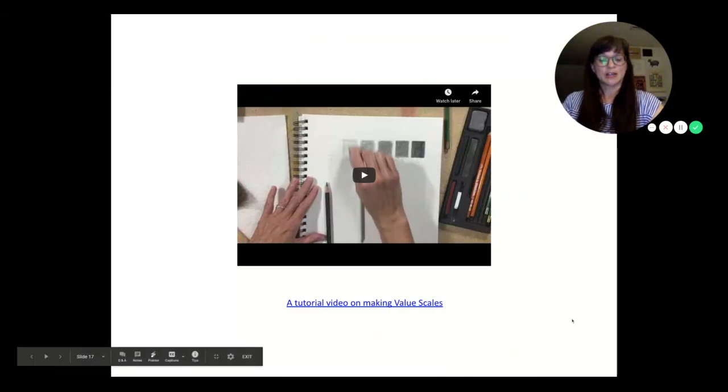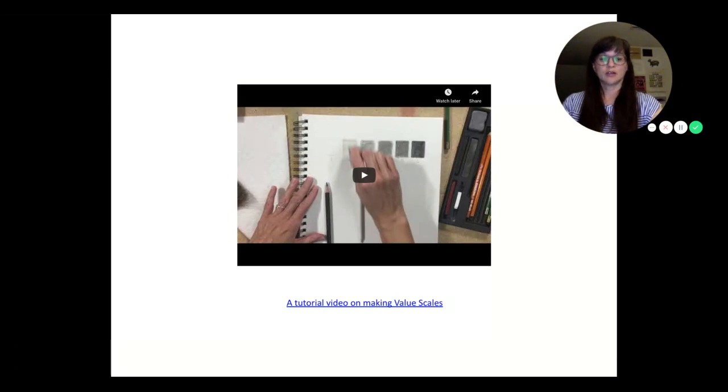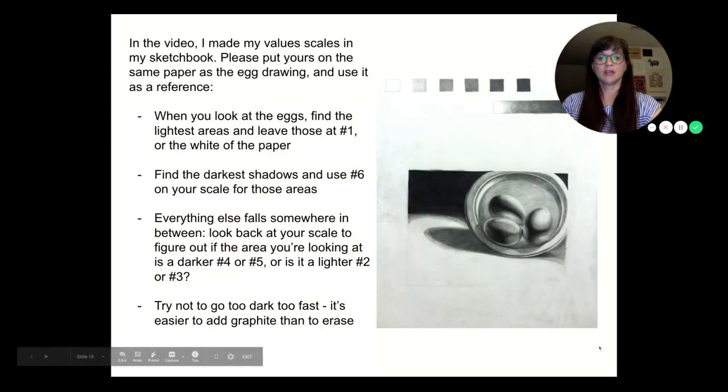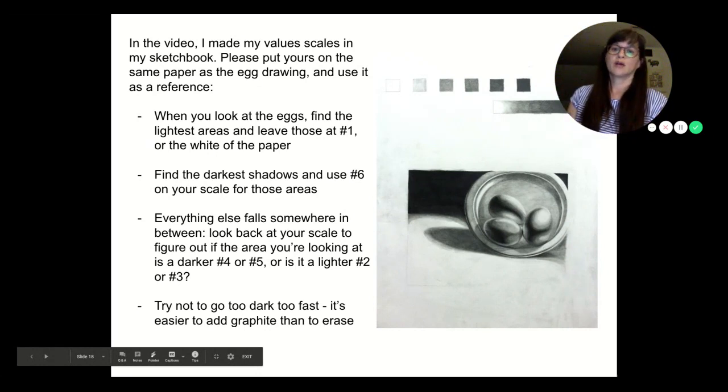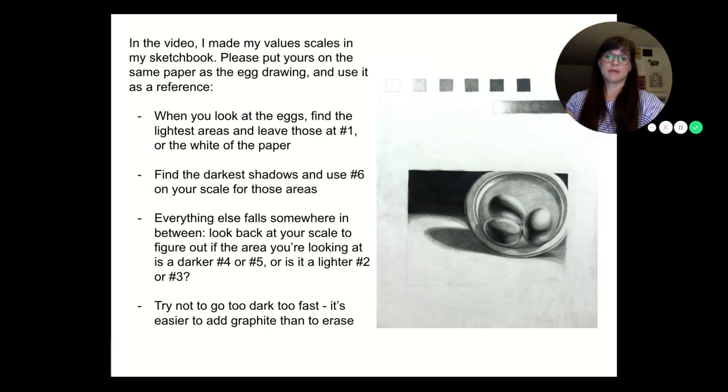All right, so this is how you're going to make your value scales on your drawing. I want to remind you that in the video, I made my value scales in a sketchbook, but I want you to please put yours on the same paper as your egg drawing, the 18 by 24 drawing paper. And you're going to use it as a reference while you're making your egg drawing.